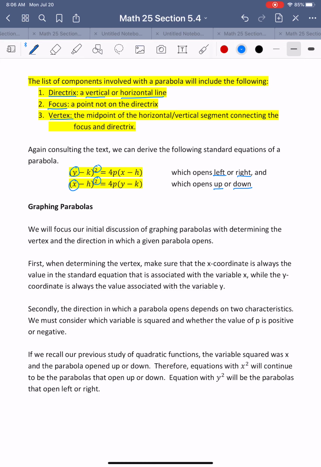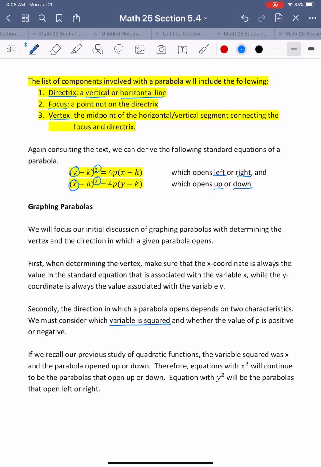Graphing parabolas. We will focus our initial discussion of graphing parabolas on determining the vertex and the direction in which a given parabola opens. First, when determining the vertex, make sure the x-coordinate is always the value in the standard equation associated with the variable x, while the y-coordinate is always the value associated with the variable y. Secondly, the direction in which the parabola opens depends on two characteristics. We must consider which variable is squared, that's what I was talking about, right? Is it x squared or y squared? And whether the value of p is positive or negative.